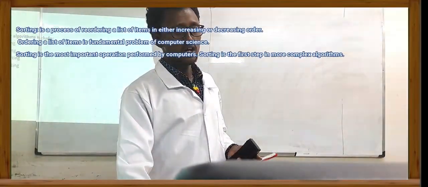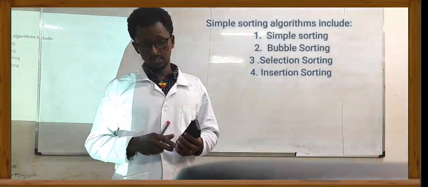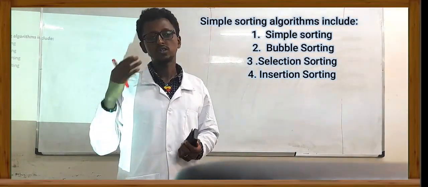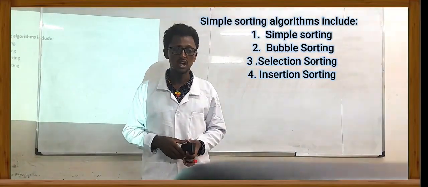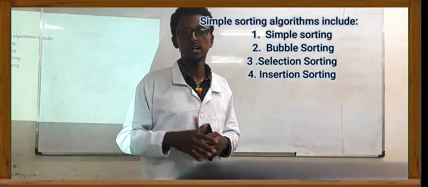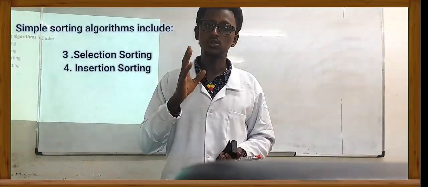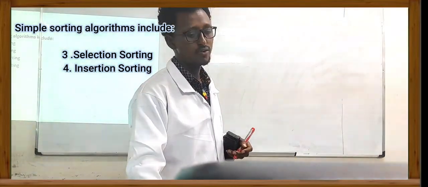Among the different types of sorting mechanisms, the simple sorts, insertion sort, bubble sort and selection sort, are the most fundamental types. Today in this video we focus on how the selection sort algorithm is implemented to sort a given array or a given list of items.